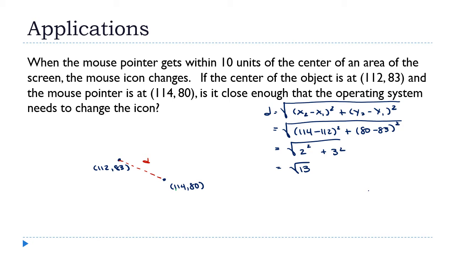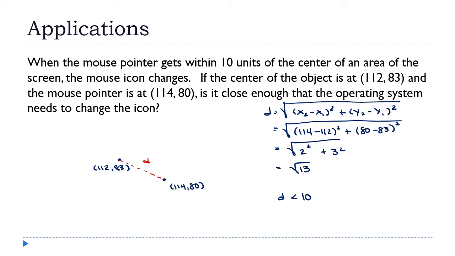Now, that's not the answer, right? Because you go back and look at the question. The question said, is it close enough that the operating system needs to make a change? So what I really need to know is, is this distance less than 10 units? If it is, the answer is yes. If it isn't, the answer is no. And you can get your calculator out and ask what the square root of 13 is if you like.